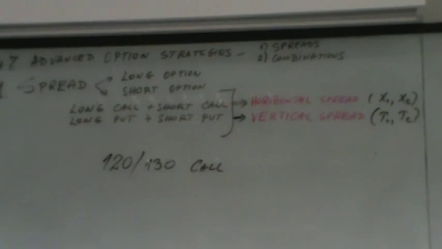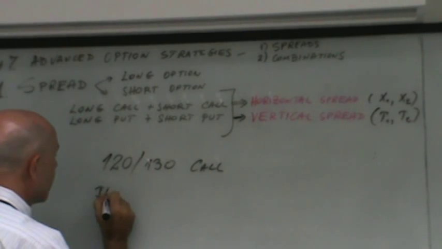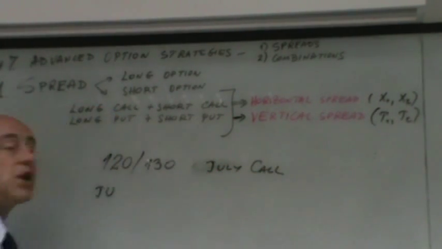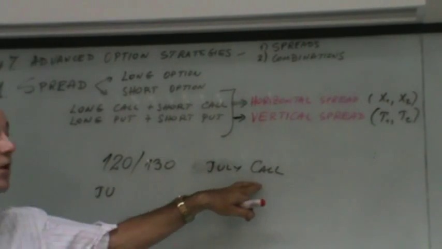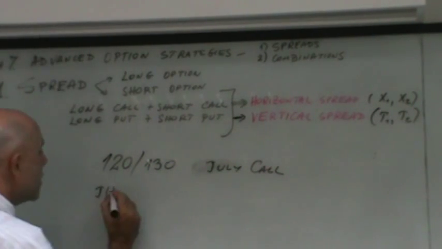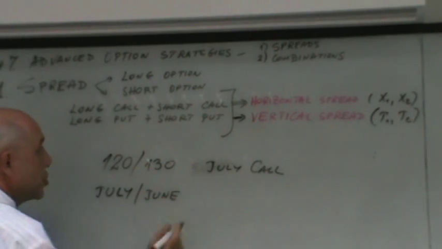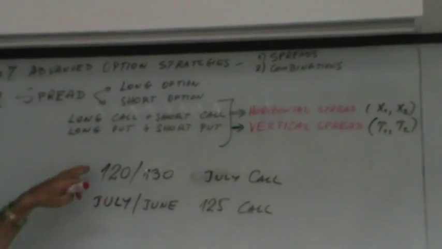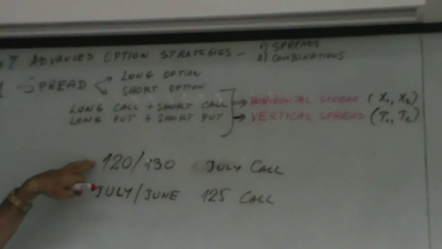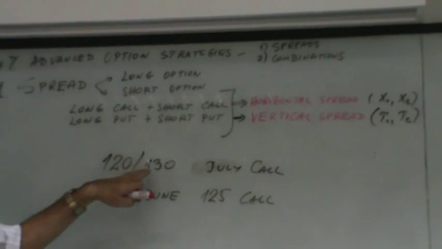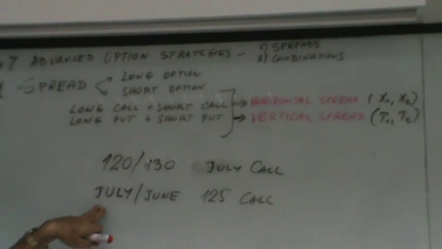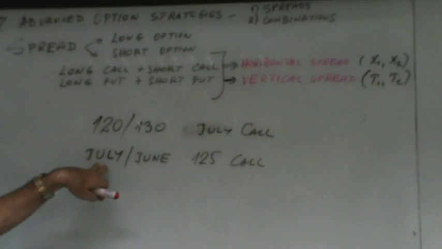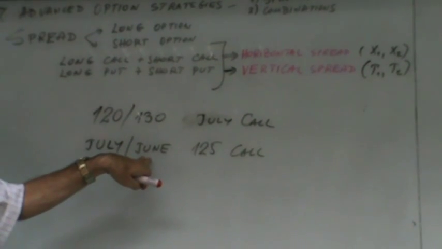Or for the vertical spread, when you say call, let's just say July call. So, 120 July call long, 130 July call short. And here it's going to be July, June, 125 call. So, this is a horizontal spread, long 120 July call, and short 130 July call. This is a vertical spread, long July 125 call, and short June 125 call.